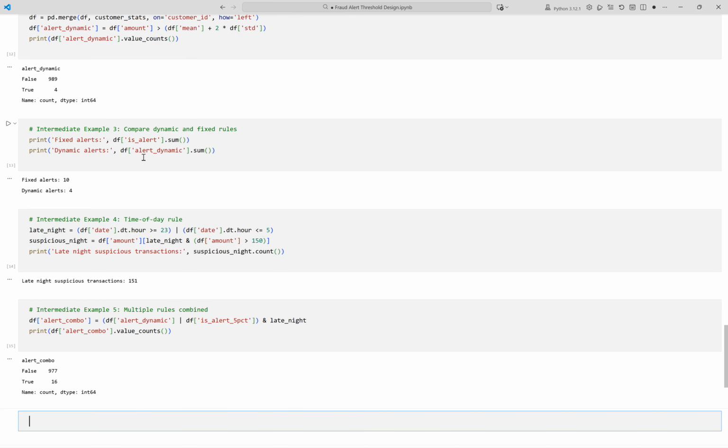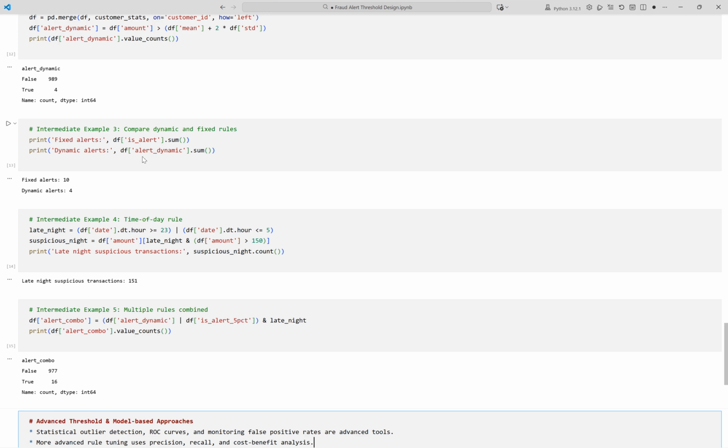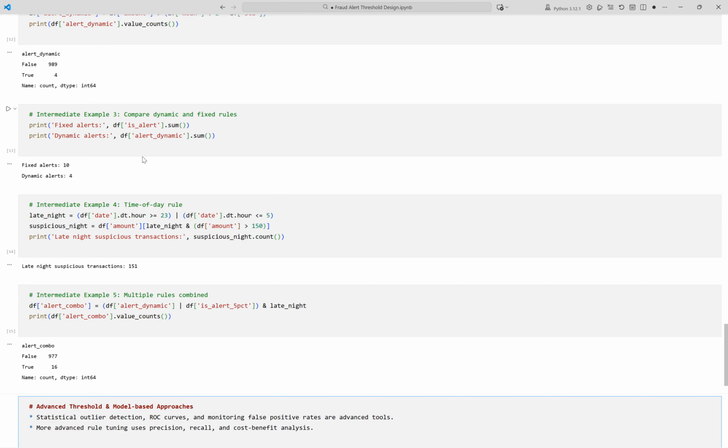Advanced threshold and model-based approaches. Statistical outlier detection, ROC curves, and monitoring false positive rates are advanced tools. More advanced rule tuning uses precision, recall, and cost-benefit analysis. You can compare chosen thresholds for performance using confusion matrices. Running the cell now.